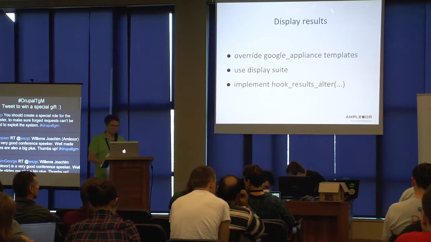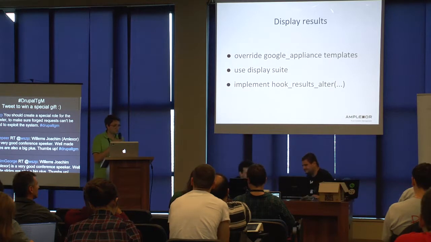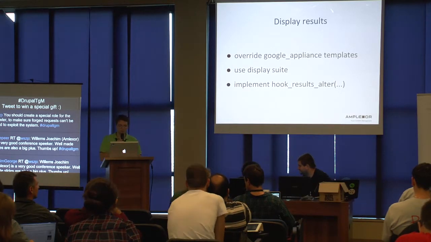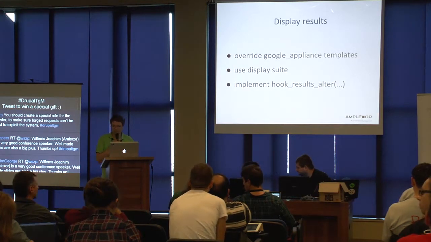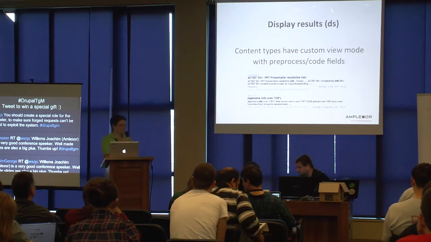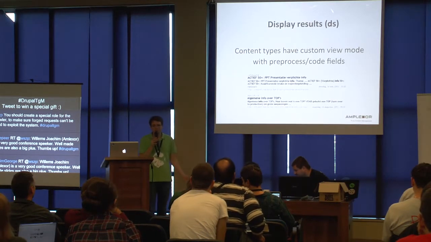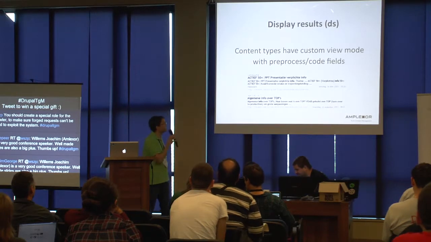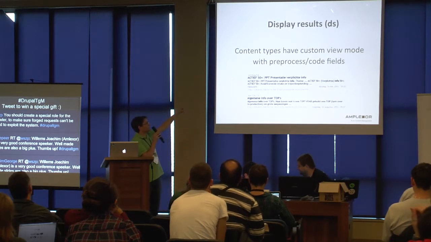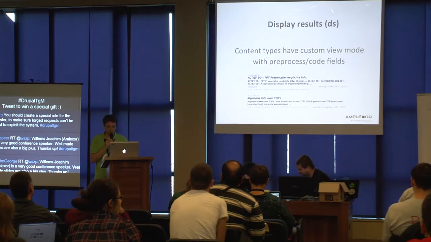Now just a little word about displaying results. Several things you have to do. The Google Appliance module comes with templates. We need to override them. We also use Display Suite, and of course hook results alter. We have a custom view mode, and I'm not going to explain what Display Suite is, but we use the API of Display Suite to create code fields, fields we want to show in the results.